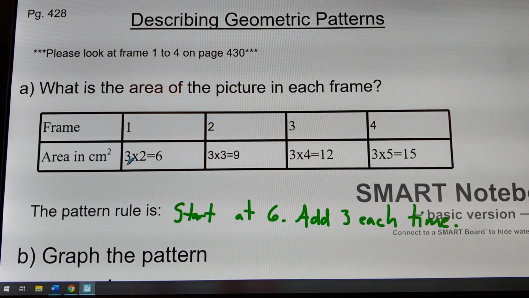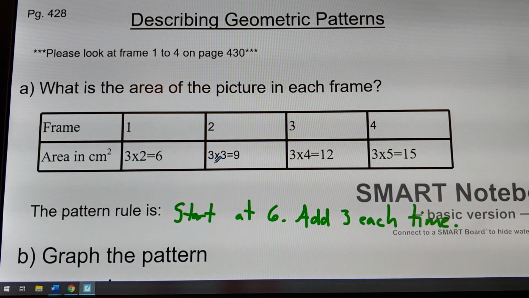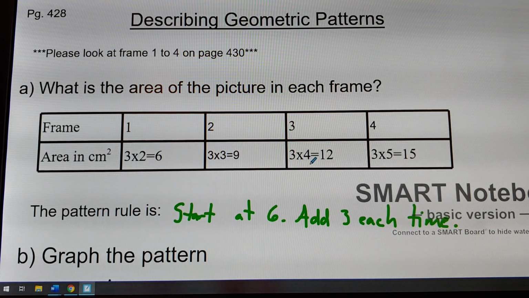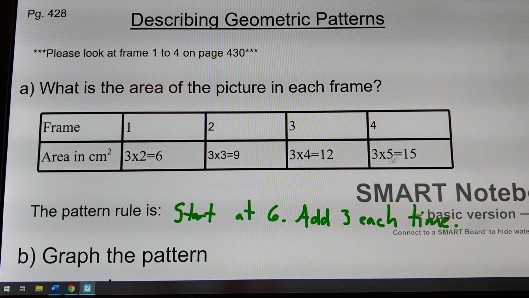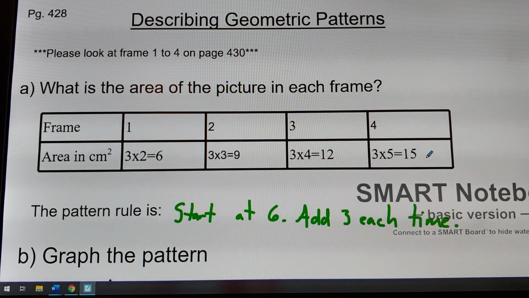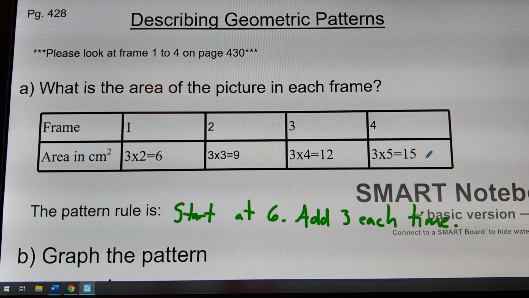And as I was describing, the first one was 3 long, 2 wide. It gives us an area of 6. The next one was 3 by 3 to give us an area of 9. The next one was 3 by 4 for an area of 12. And the last one was 3 by 5 for an area of 15. Okay, so again, it's just a term number, term value chart to organize your numbers.